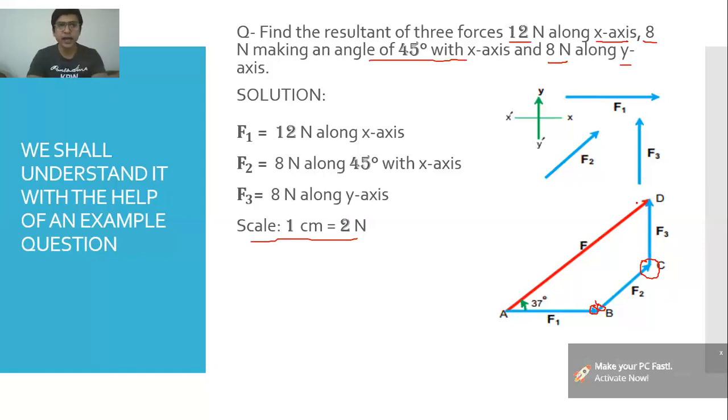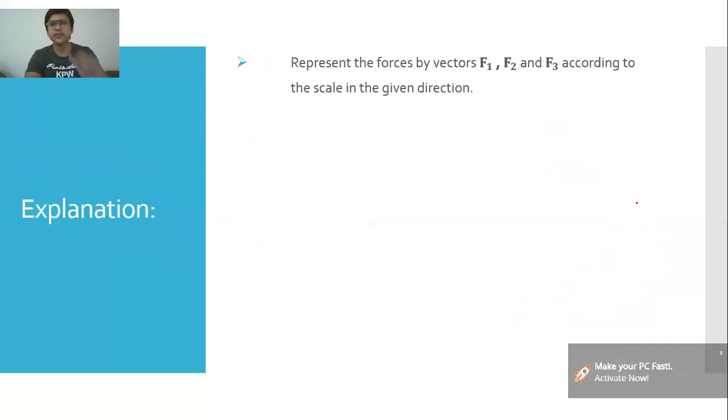So what I have done, I will show you step by step in this slide. So the explanation for the diagram which I have drawn previously is: represent the forces by vectors F1, F2, F3 according to the scale in the given direction. Okay, what I have done, F1 was at x-axis, F2 was at 45 degree, F3 was at y-axis. I have set it according to the scale along with its direction.